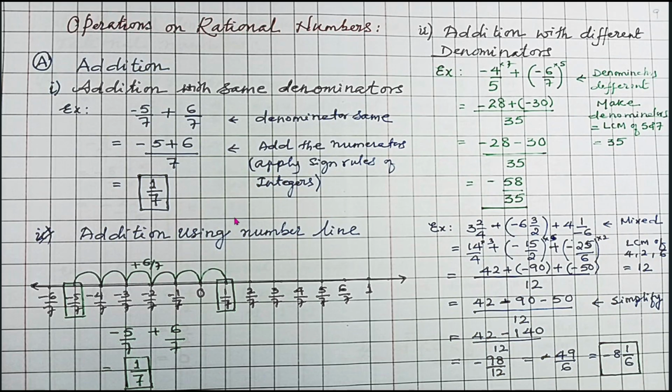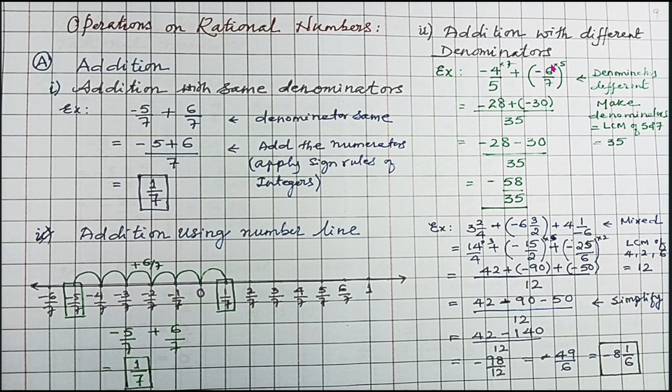Now we can even add using a number line. On this number line we have minus 5 by 7 on the left side and 6 by 7 on the right side. Take minus 5 by 7 first, so jump towards minus 5 by 7. From there jump 6 steps: 1, 2, 3, 4, 5 and 6. We get 1 by 7. We follow the same rules as in addition of integers. The procedure is the same; the only difference is that this is a number line of rational numbers.